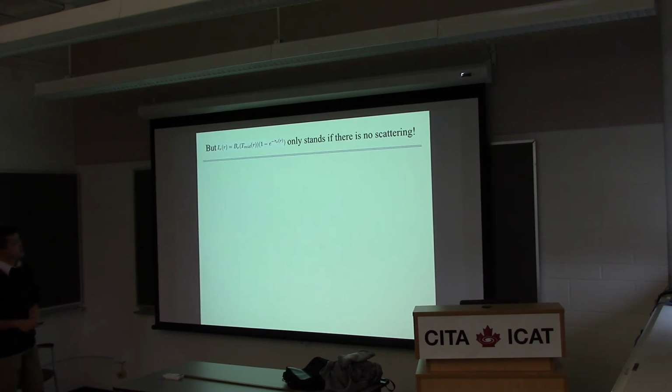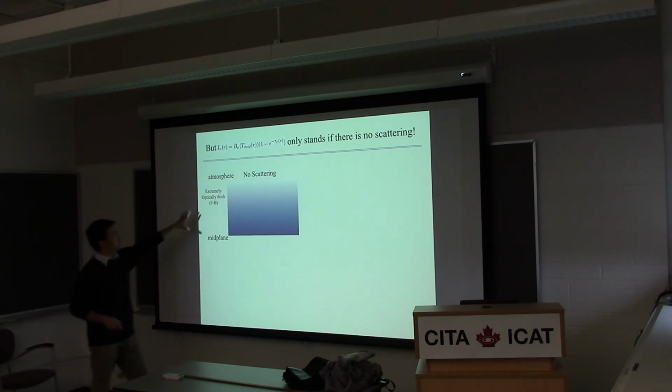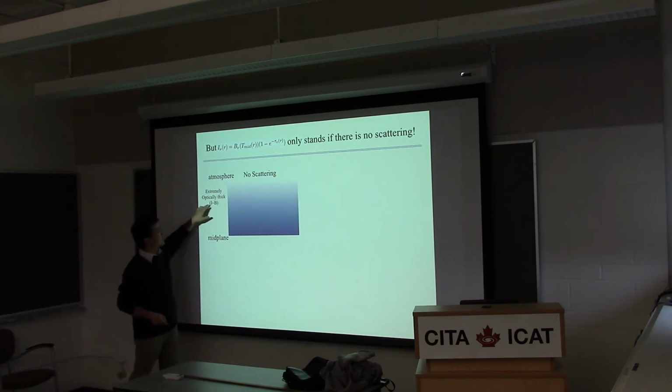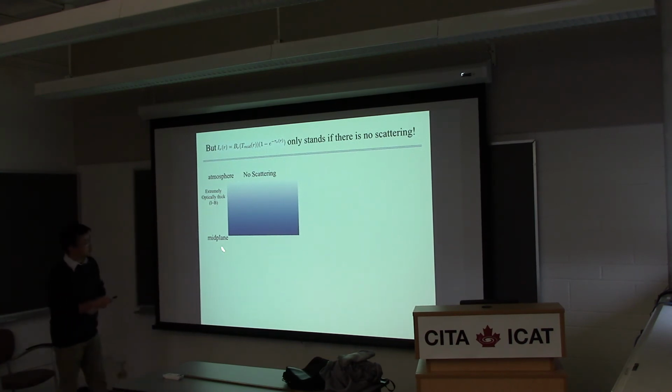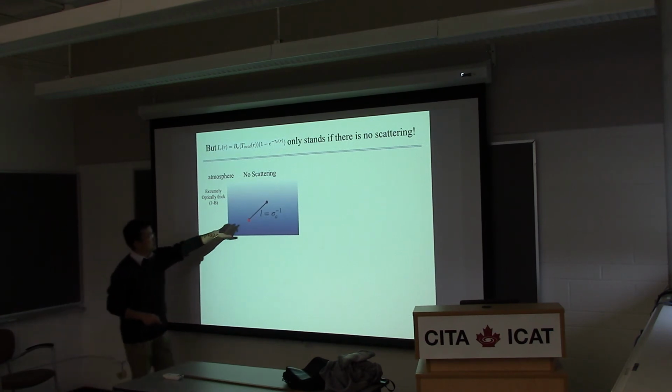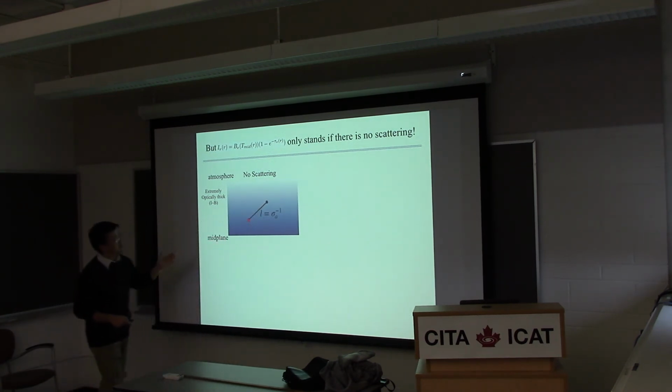Okay. So imagine this is a disk. This is extremely optically thick. I is close to B, the black body intensity. This is the mid-plane, and this is the atmosphere. If there is no scattering, the photon will travel a mean free path, be absorbed, and emit again.